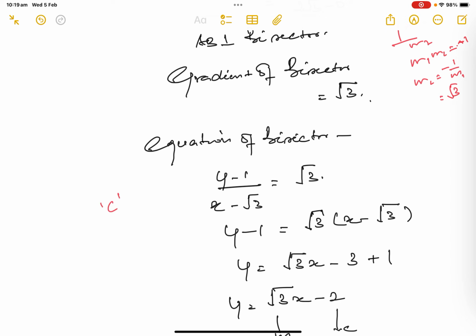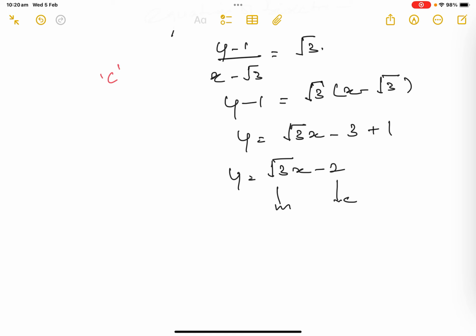So that is the exact value, and we don't need to do any calculator work. So y equals root 3 x minus 2. That's the equation of the bisector.